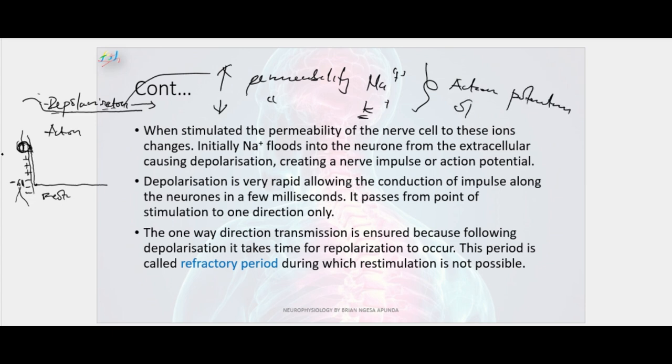And it normally spreads along the membrane. So in that spreading manner, it represents nerve impulse propagation or transfer. So this normally takes a very short, rapid time. The depolarization is very rapid, allowing conduction of the impulse along the neurons within a few milliseconds.